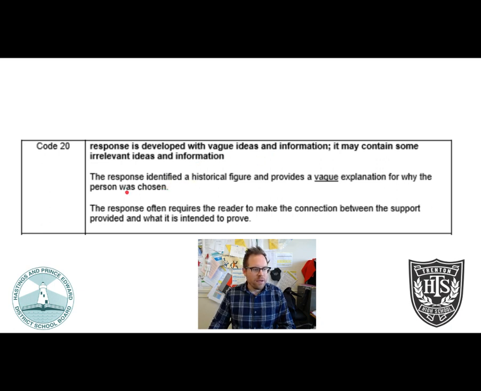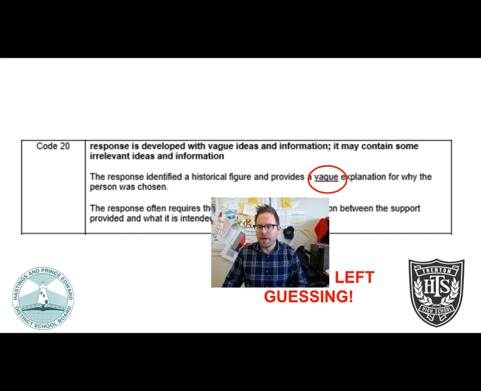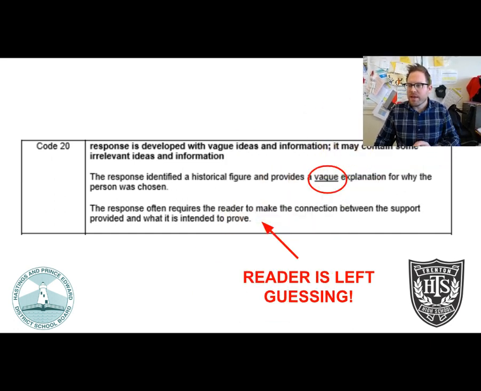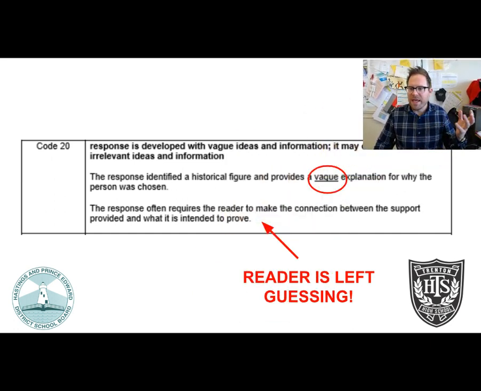So again, the response identifies a historical figure, but either provides a vague explanation or provides a vague connection between the details that were provided and the reason why you selected that historical figure. Okay? The key word here is vague. All right? So we've moved beyond generic to vague. So what does this look like? Okay? Well, this looks like at the end the reader is left guessing.